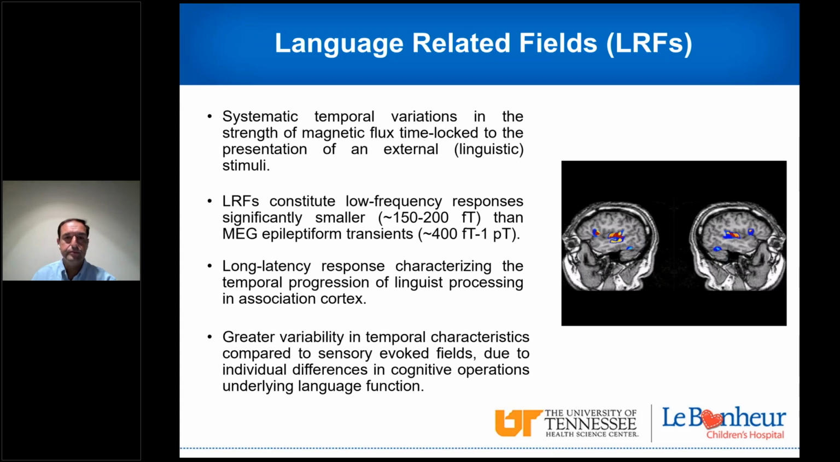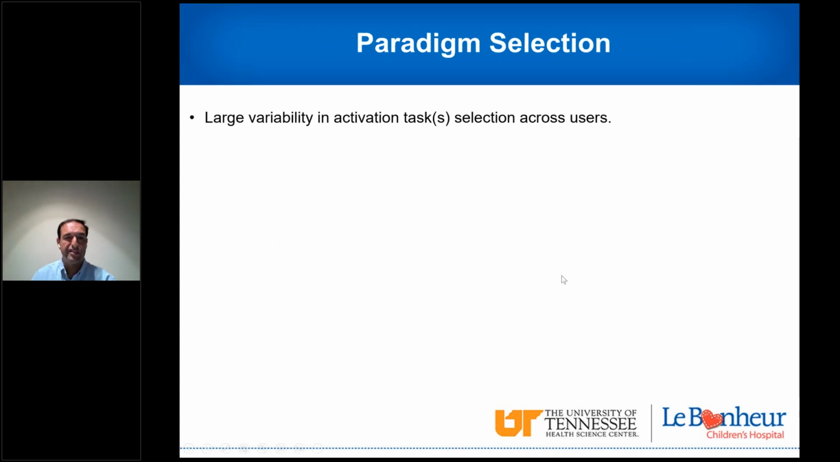So, paradigm selection. There's a large variability in paradigms that are used across MEG users, and to a degree that could be translated to individuals who might be applying functional MRI or TMS, though there is less variability across those modalities. Now, the thing to keep in mind is, at least in my opinion, there's no right or wrong way of doing it. It just depends what the referral question is and what you're interested in mapping.